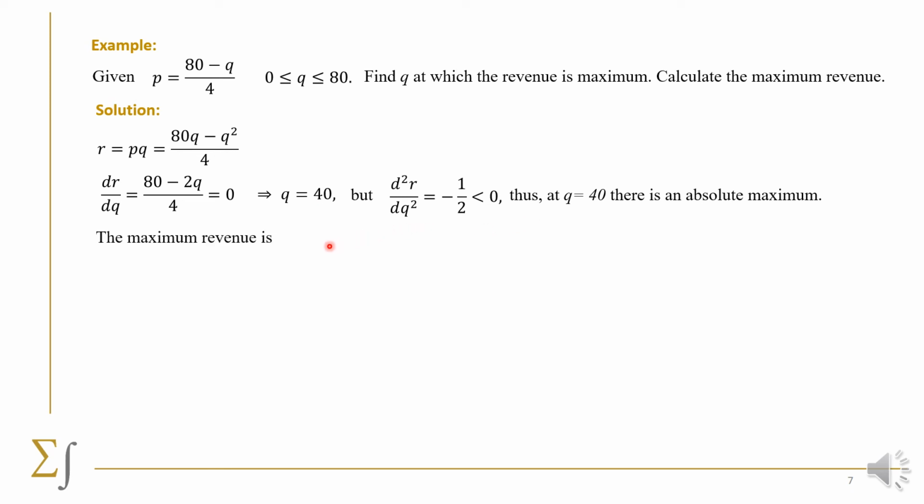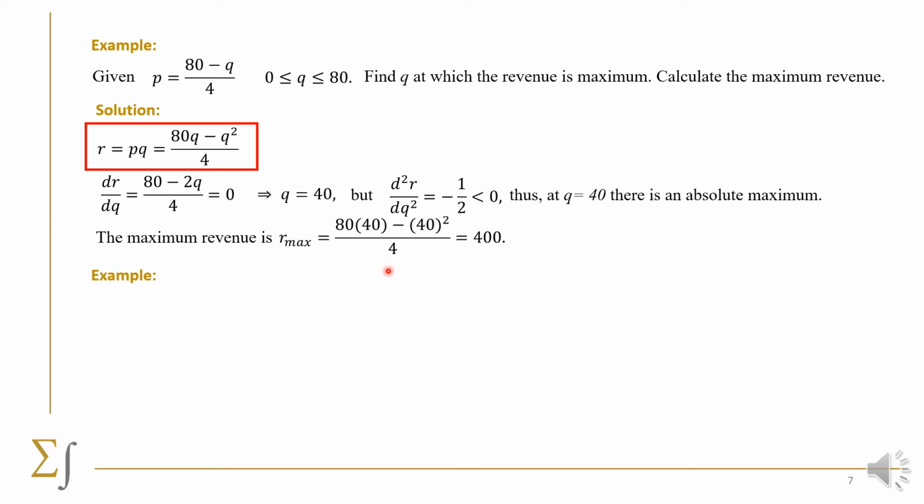Next, we find the maximum revenue. What's the maximum revenue? It's the revenue evaluated at Q which gives us maximum revenue. So the revenue at Q equals 40. I take every Q in this equation and I put 40 for it. So R of 40 gives us the R maximum. I put 80 times 40 minus 40 squared over 4. This is 400.